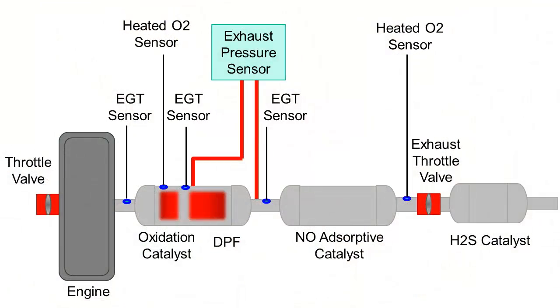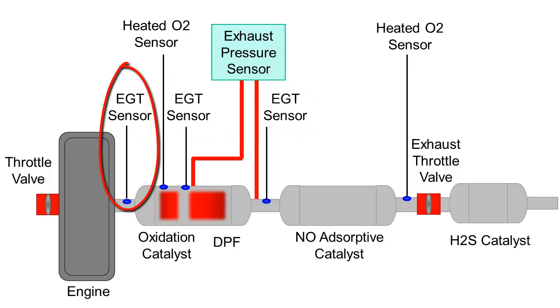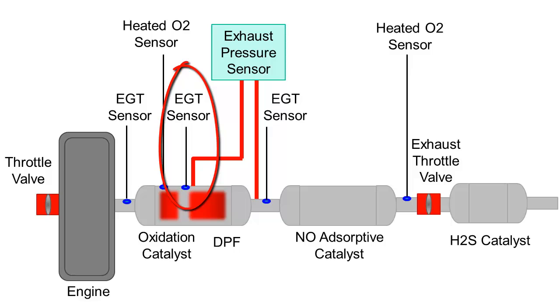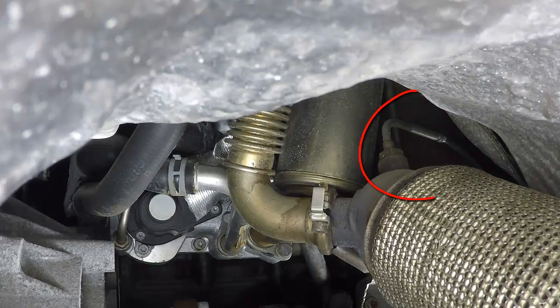There are 3, and in some cases 4, exhaust gas temperature or EGT sensors. The signals are used for several functions: DPF soot load calculation, DPF regeneration, NO adsorptive catalyst regeneration, catalyst onboard diagnostics, and exhaust system temperature modeling. This is the rearmost sensor.